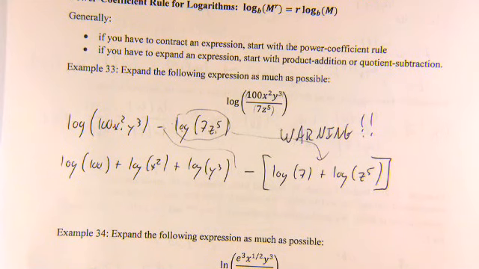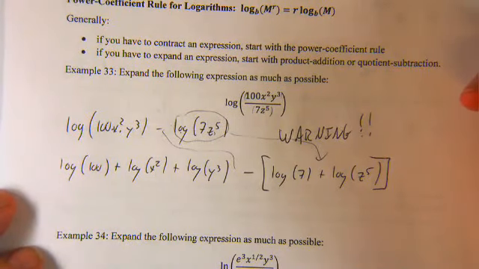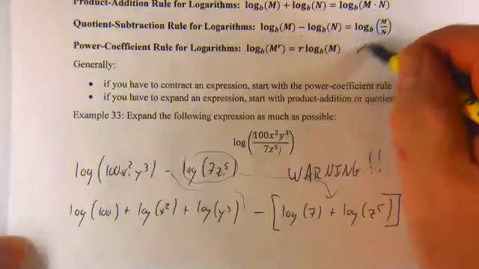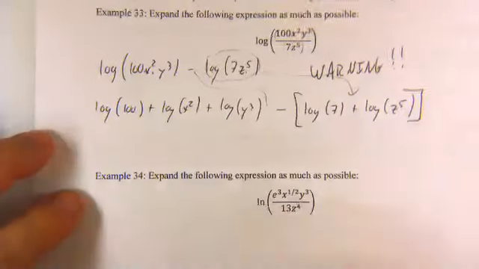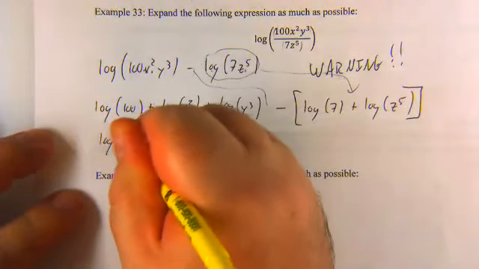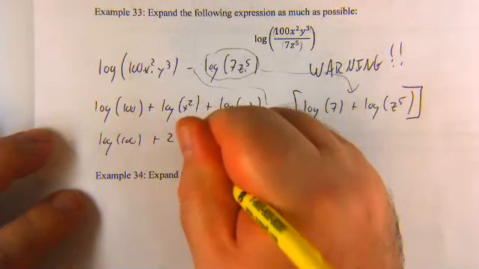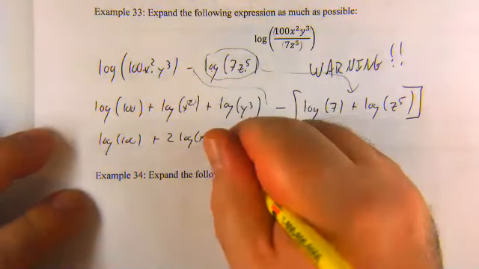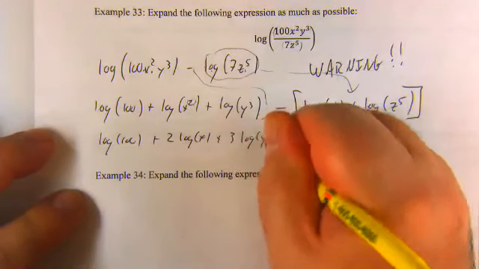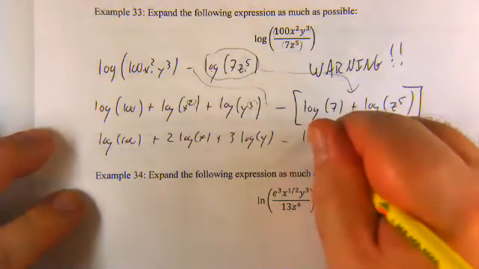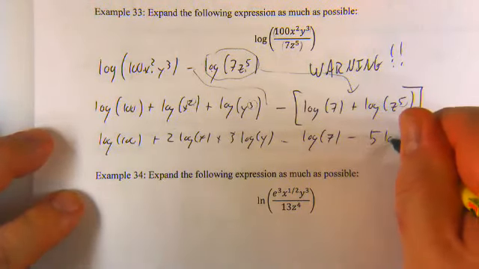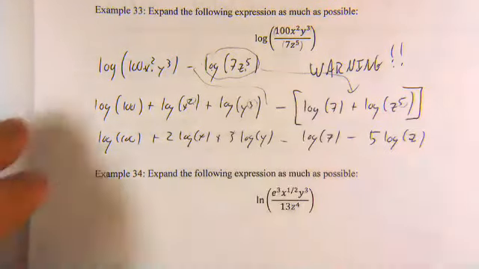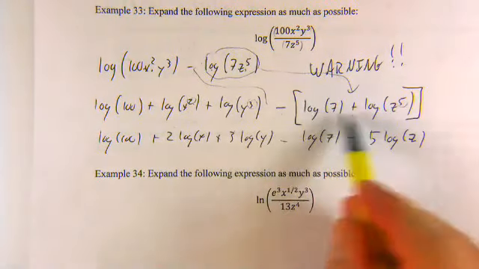Great. So we can finish this off using the power coefficient rule. Right? If you have a power, you can go out front as a coefficient. So we get log of 100 plus 2 log of x, because that power comes out front as a coefficient, plus 3 log of y. That power comes out front as a coefficient, minus log of 7. And then this z to the 5th comes out. The 5 comes out as a coefficient. So there you go. And notice I distributed the minus sign to both those terms.